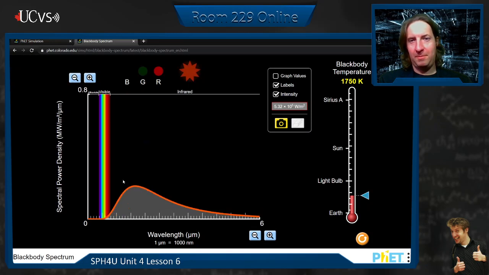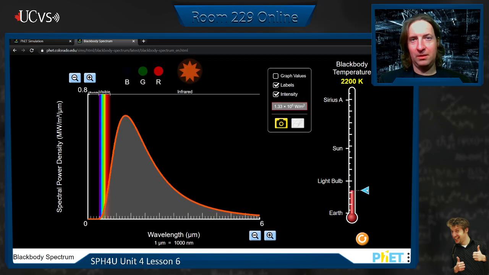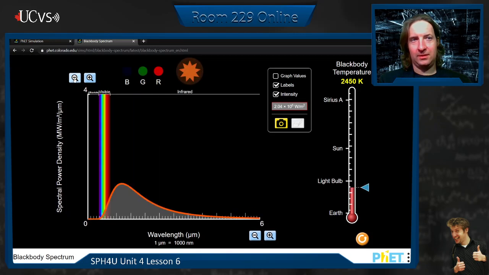the peak of this, what we call a Boltzmann curve, this shape here is called a Boltzmann distribution, named after Ludwig Boltzmann. It gets pushed closer and closer, and we have this left-handed tail that gets farther and farther into visible. So we're starting to get more and more yellowy. Right, so here we're now into 2000 Kelvin.